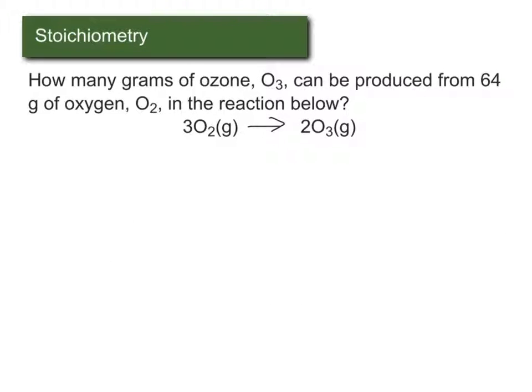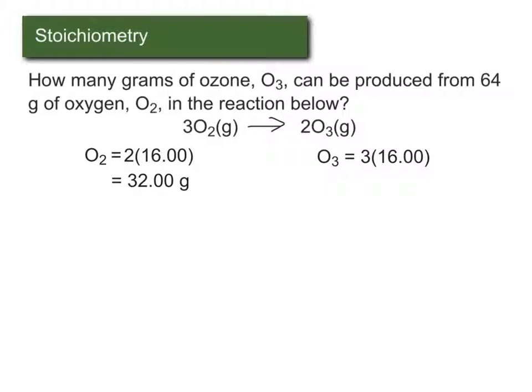Now in this question we have: how many grams of ozone, which is O3, can we produce from 64 grams of oxygen, which is O2, according to the reaction below? Since we're going from grams to grams, the first thing we want to do is figure out the molar mass of each of these things. The molar mass of O2 is just 16, which is the mass of oxygen, times 2, which is 32. And the molar mass of O3 is just 16 times 3, so that'll be 48 grams in a mole.